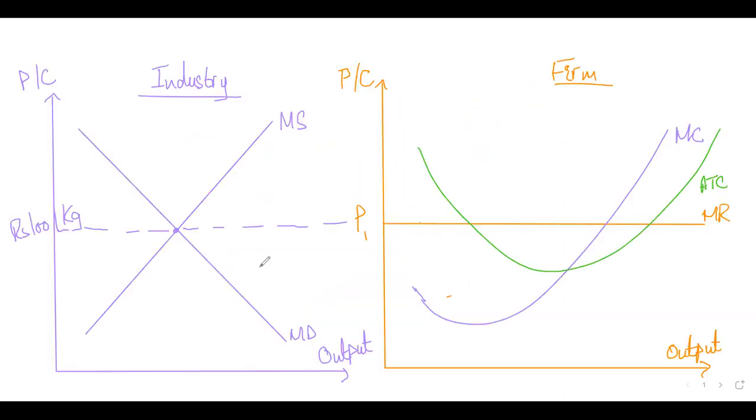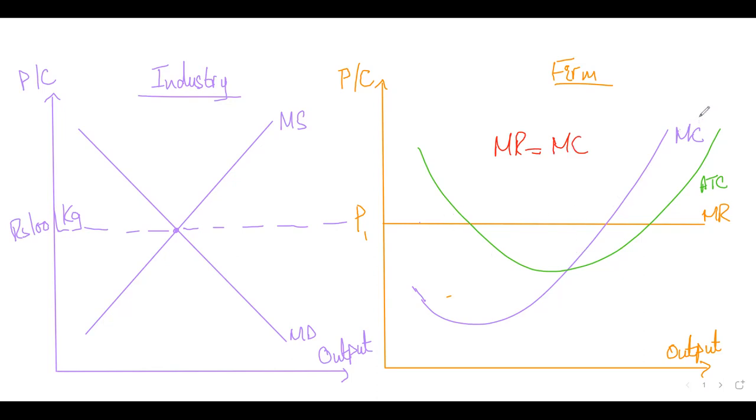Okay. Now students, think about this. How will we analyze this diagram? Now you have to pay close attention. Where the marginal revenue curve for a firm is equal to its marginal cost, that is your profit maximization quantity. Do you agree with me, right?